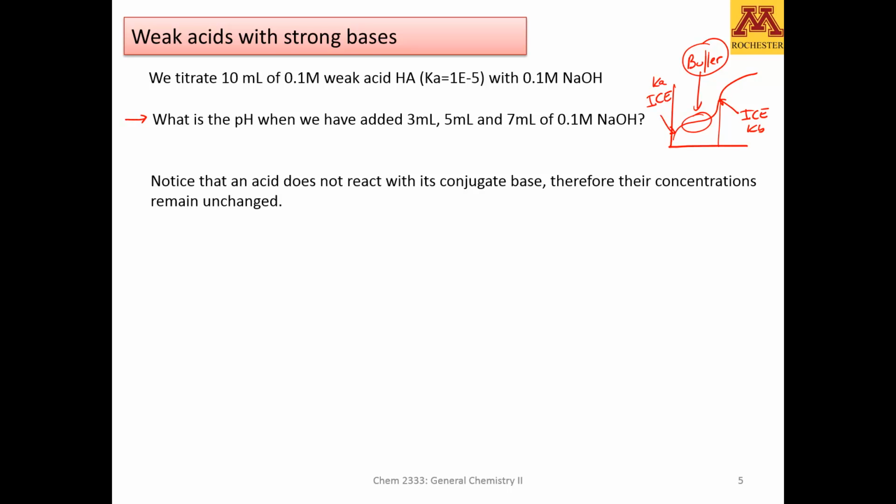What is the pH when we have added 3 milliliters, 5 milliliters, and 7 milliliters of 0.1 molar sodium hydroxide? So if the titration reaches its equivalence point at 10, I'm asking what is the pH when we have 3, 5, and 7. First of all, notice that because we had 10 milliliters of 0.1 molar, it's quite immediate that it takes 10 milliliters to neutralize, so you shouldn't need a lot of calculations here. So let's see how we can come up with a pH.